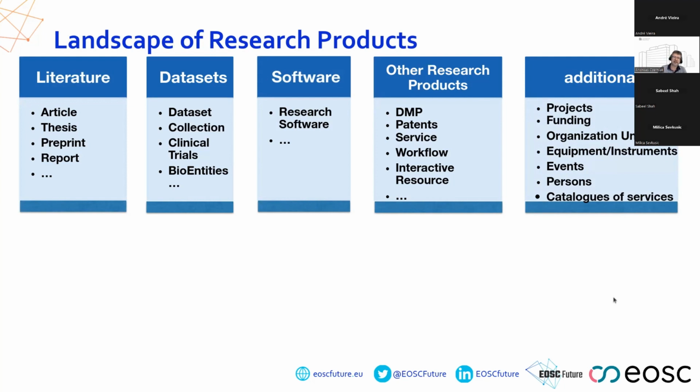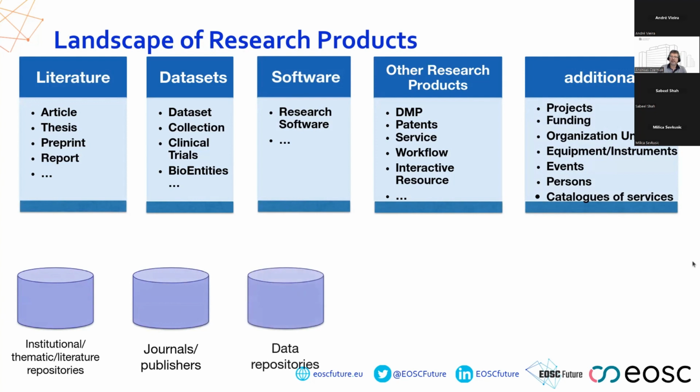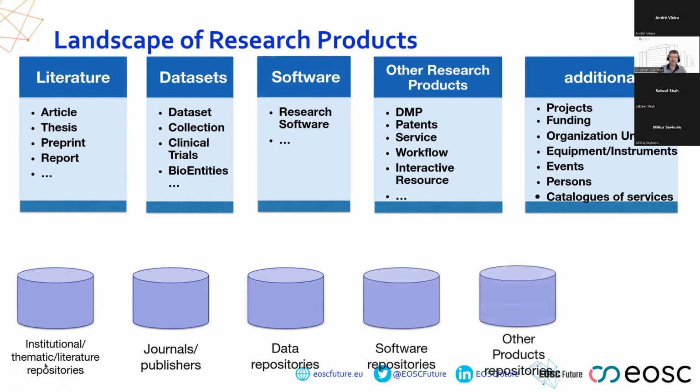These could be found in different types of repositories or information systems. On institutional, and thematic repositories, we find this, in journals as well for articles, especially data repositories, software repositories, and last but not least, the CRIS systems or RIM systems, research information systems. And all these repositories cover these types of research products.